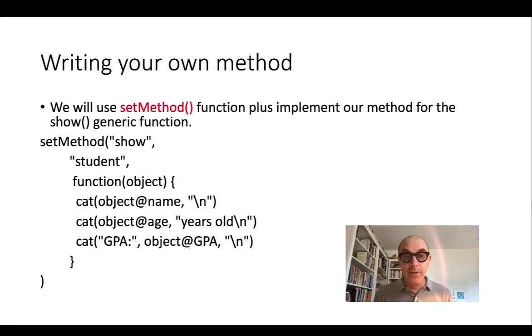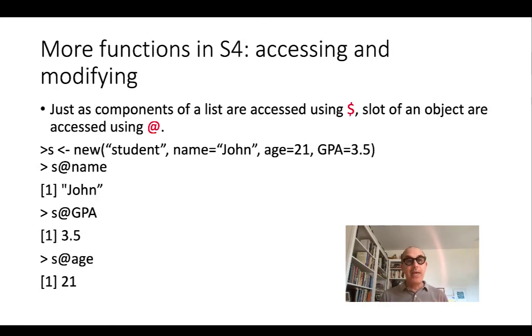Writing your own method. When you use the set method function plus implement a method for the show generic function, basically you are creating a new function. So in this case, a function object, a cat, which is an object name, a cat object age, which is the age year, and a cat GPA in that case.